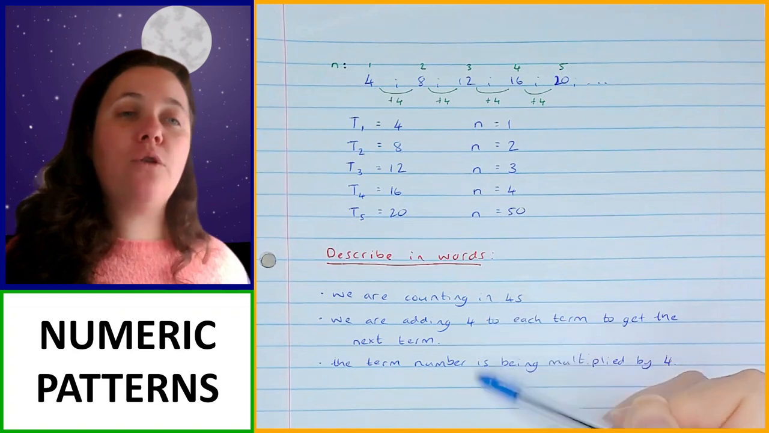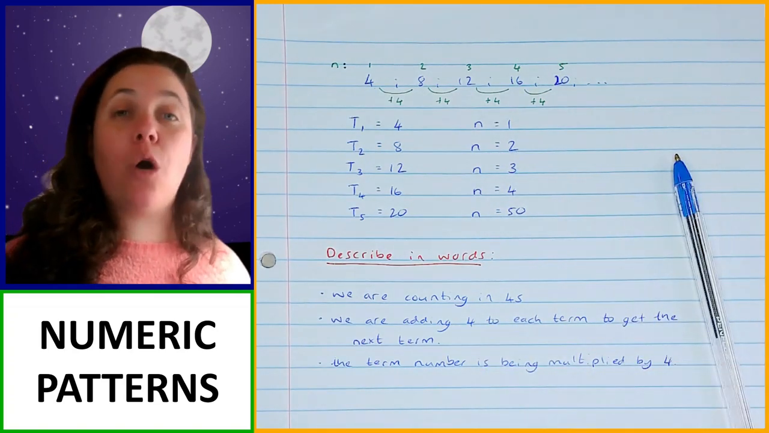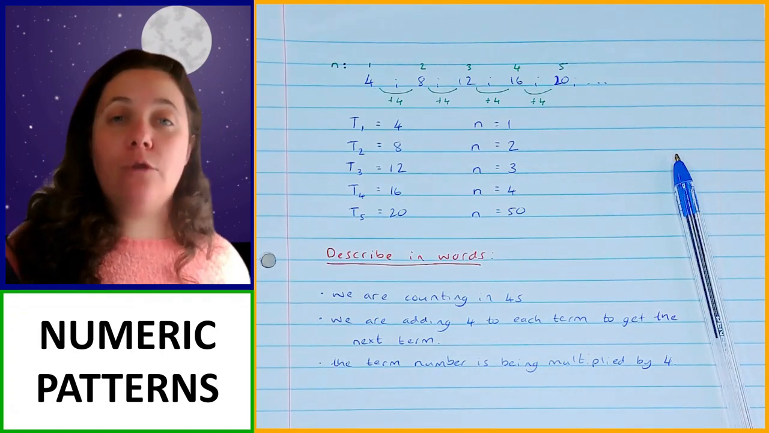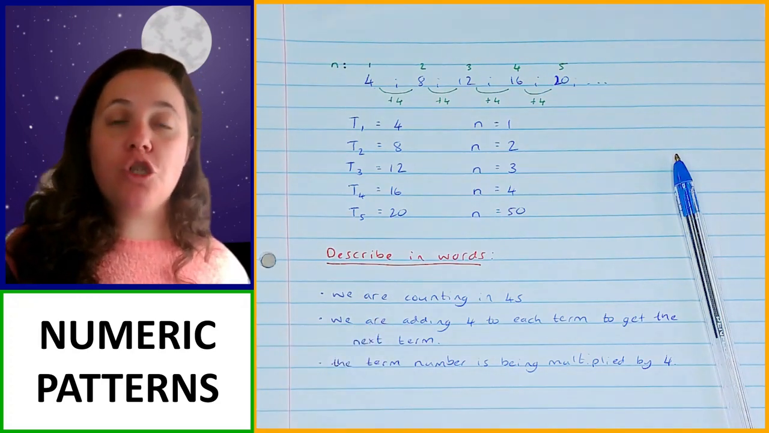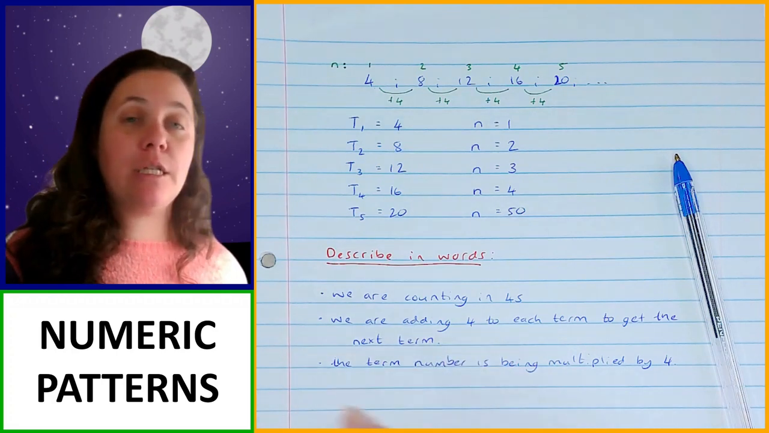Okay, so that's three different ways that we can describe this pattern in words. We can talk about how we are counting. Are we counting forwards? Are we counting backwards? And what interval are we counting in? We can talk about what we are doing to one term to get to the next term. In this case, we are adding 4 to each term to get to the next term.